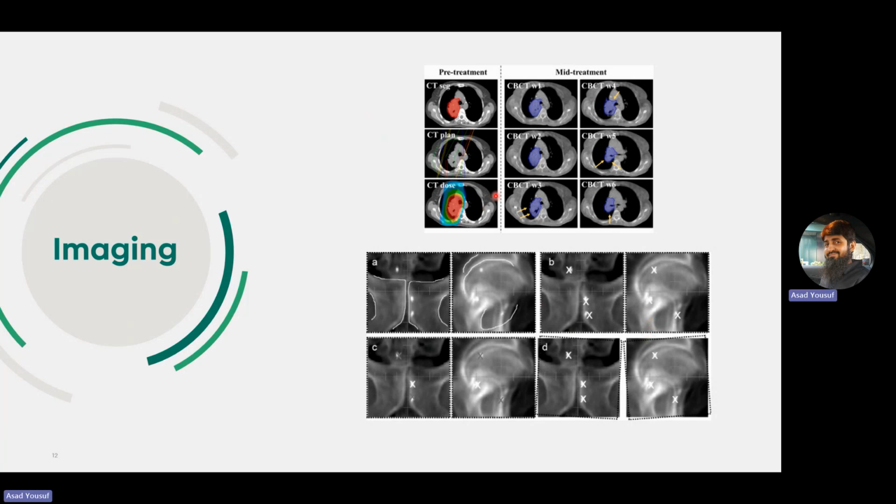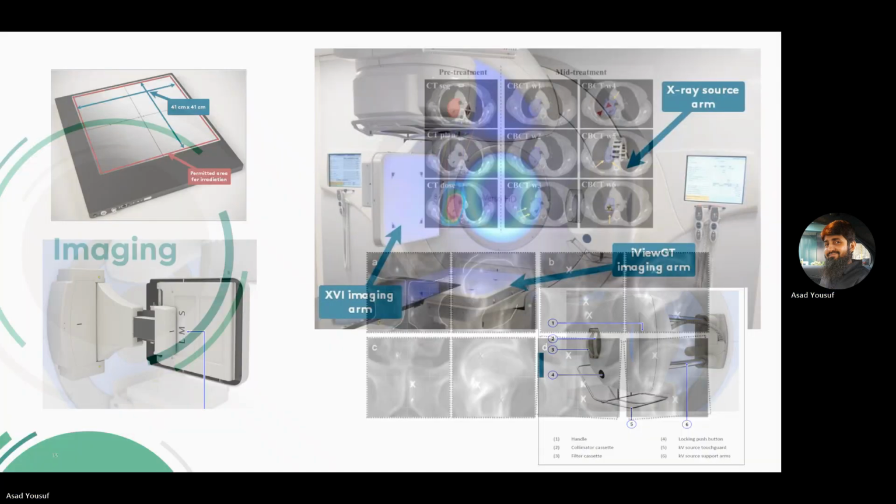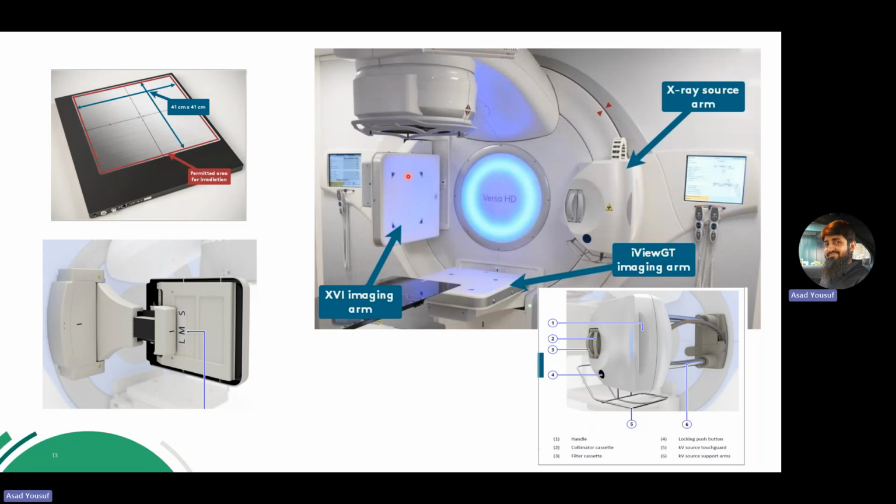Let's talk about the imaging system. So Versa HD has a manual imaging arm, a CT arm, and a fixed XVI and MV imager in a fixed position, and they can only be moved from inside the room. The field size is a bit smaller for the MV imaging as compared to the TrueBeam field size, but the XVI has vast capabilities of taking images. A manual bow-tie filter has to be inserted in the system.